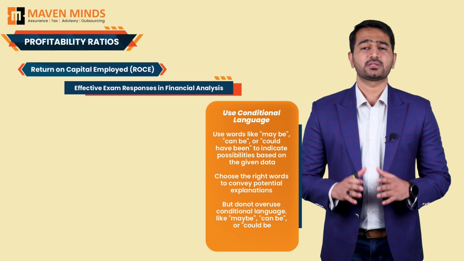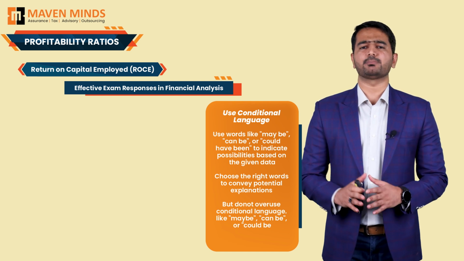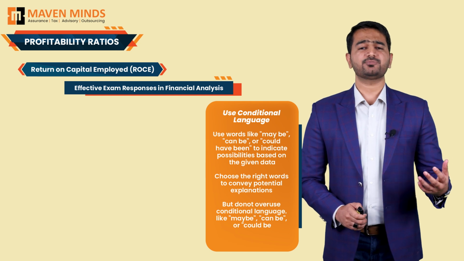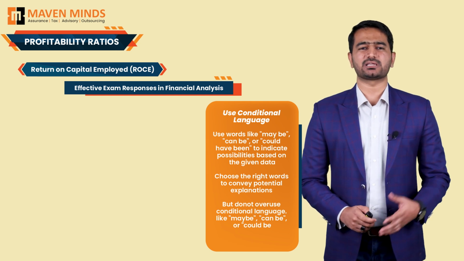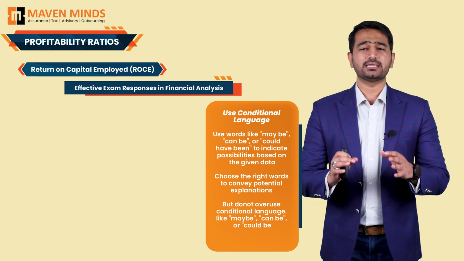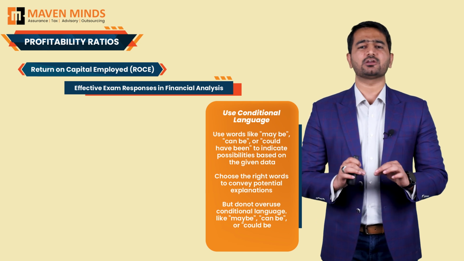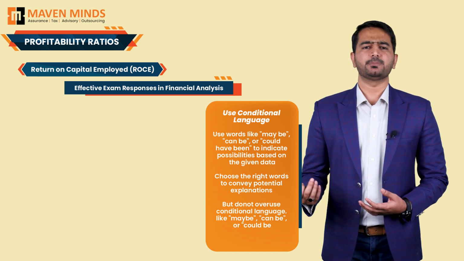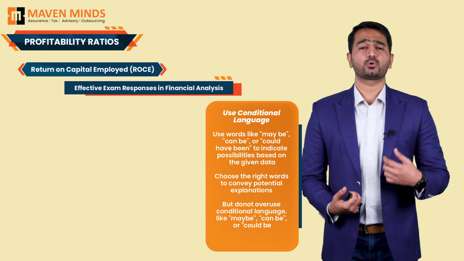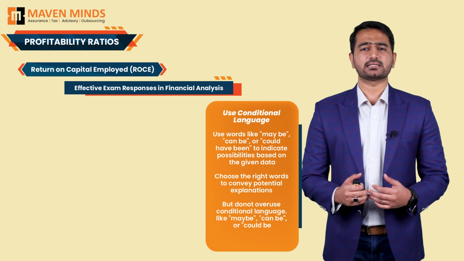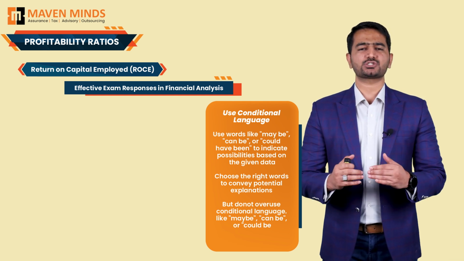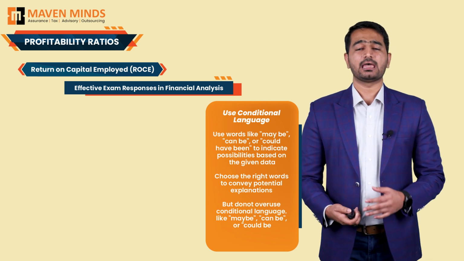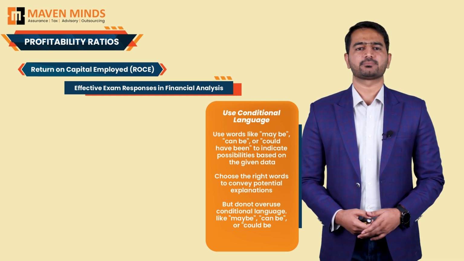In your exams, you are not dealing with a real-life company. You don't have access to real-life data or enough time to thoroughly analyze such data. What you can do is choose the right words to convey potential explanations. These words, maybe, can be, could have been, imply that your analysis is based on limited information provided in the examination question and there is no certainty about that.